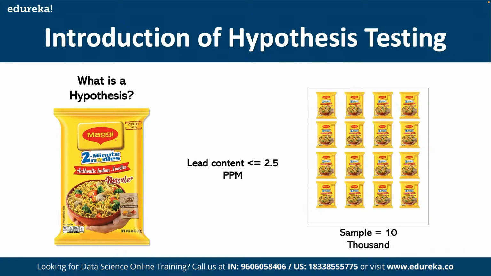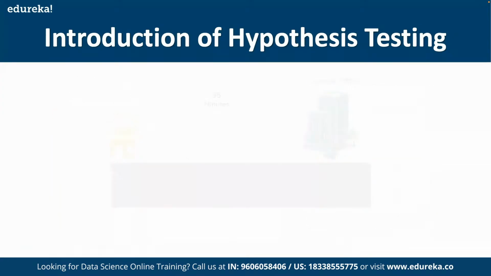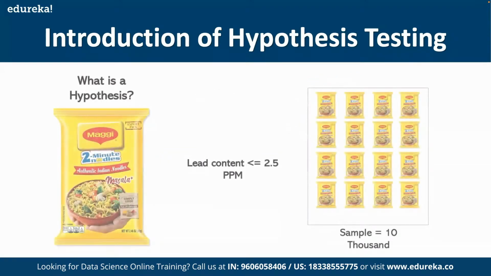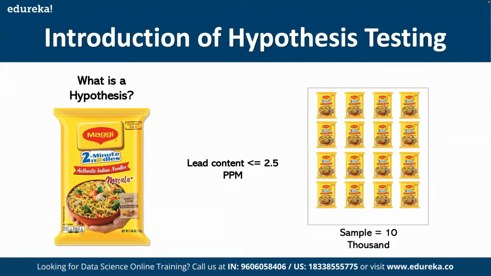So what I'm going to do is pick up a sample. Maybe out of 10 lakh products prepared by the Nestle company, I'm going to pick up 10,000 products. So 10 lakh products is the population, and from that population, I'm going to select a sample, in this example 10,000. Once I select the sample of 10,000, I'll go ahead and perform the analysis on these 10,000 packets.